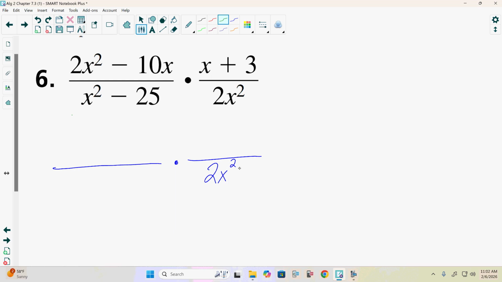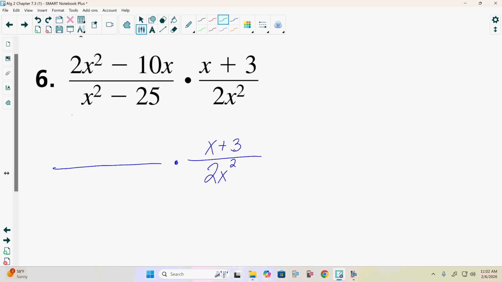Next place I'm looking is right above it, x plus 3. Is there a greatest common factor between x and 3? No. So the degree is 1. That is simplified. There's nothing we can do with either one of those because they're already simplified. Nothing we can do with it.